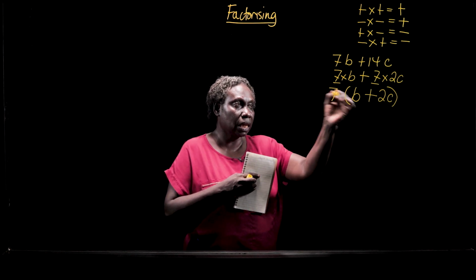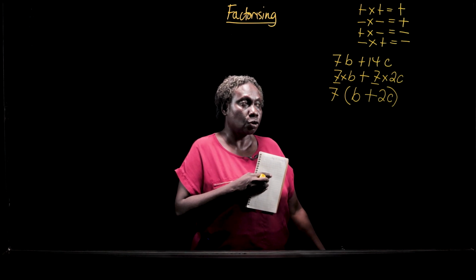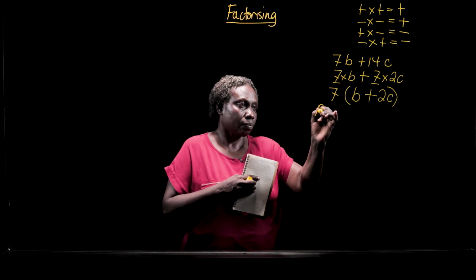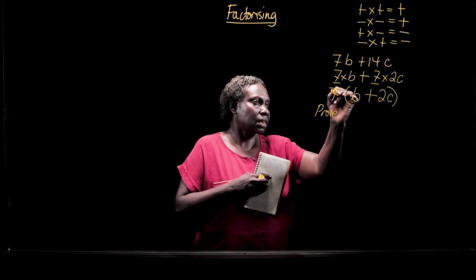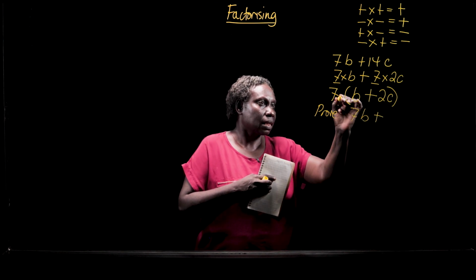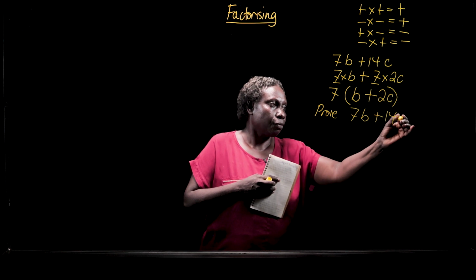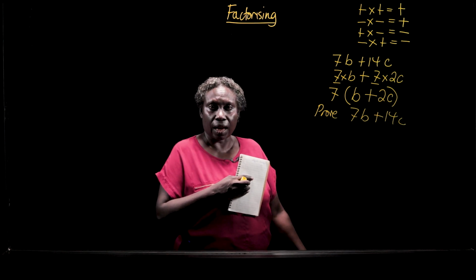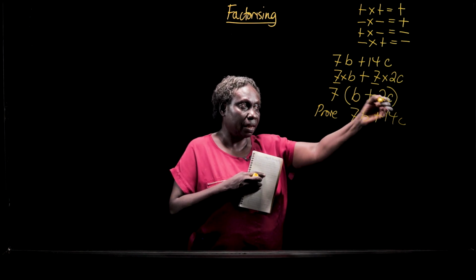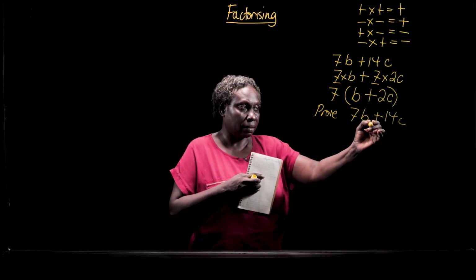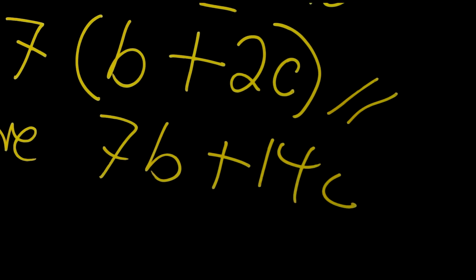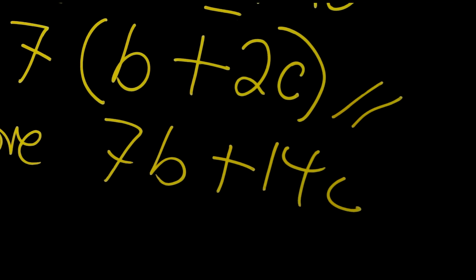Let's prove to see if 7 times b plus 2c will give us 7b plus 14c. Okay, 7 times b gives us 7b, plus 7 times 2c gives us 14c. So 7 times b plus 2c is correct because when we expand this factorized form, it gives us 7b plus 14c. So that is the correct factorized form. Let's look at the next example.